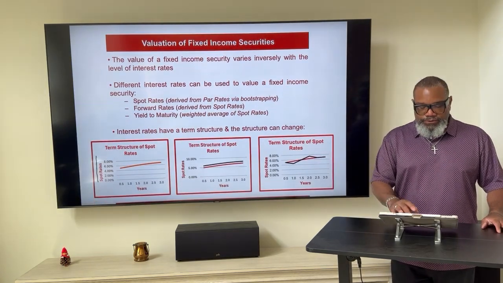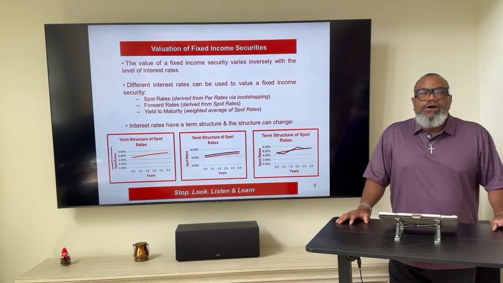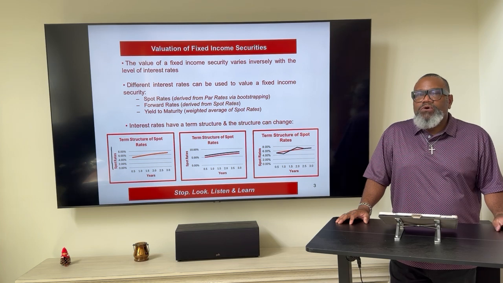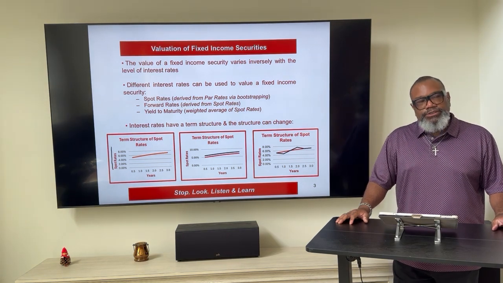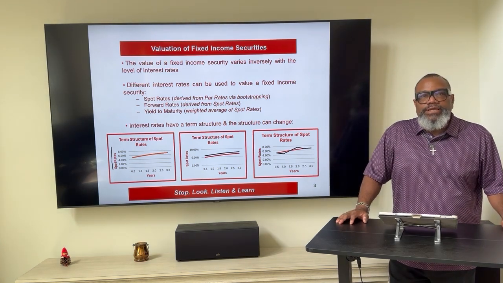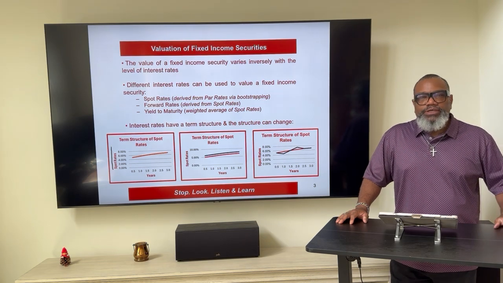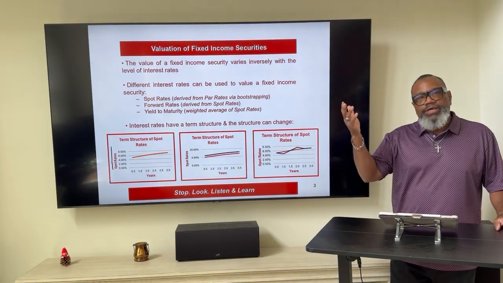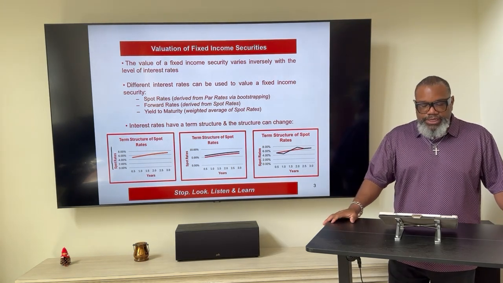So here we want to start off by looking at how fixed income securities are valued and the role that interest rates play in the valuation of fixed income securities. First off, we need to acknowledge that there is an inverse relationship between the value of a fixed income security and the level of interest rates. So as interest rates increase, the value of fixed income securities will decrease.